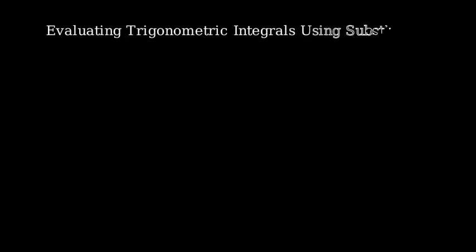Today, we'll learn how to evaluate the integral of sine of x over the square root of cosine of x using substitution. Our goal is to choose an appropriate substitution that simplifies our integral. The integral we're looking at is the integral of sine of x over the square root of cosine of x dx. The first step is to choose a substitution.